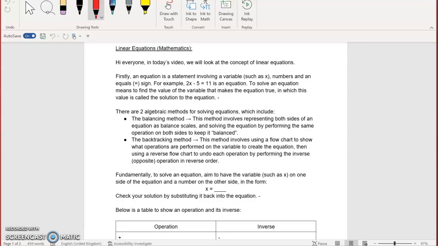Hi everyone, in today's video we will look at the concept of linear equations. Firstly, an equation is a statement involving a variable, such as an x, numbers, and an equals sign.